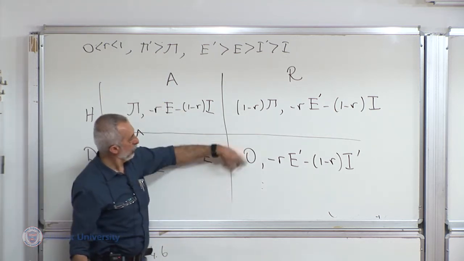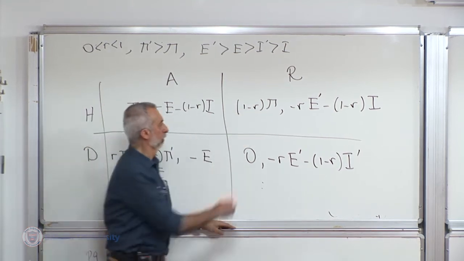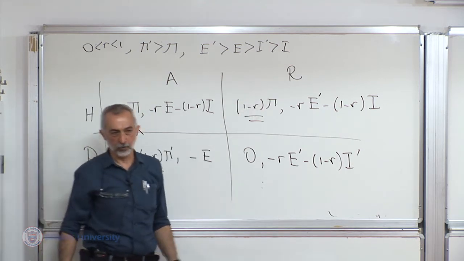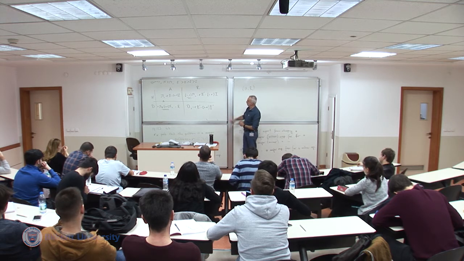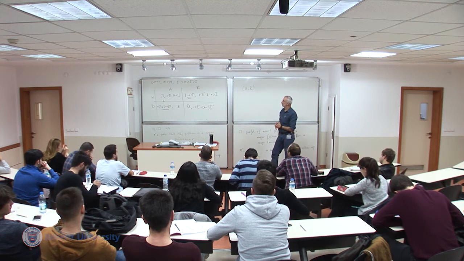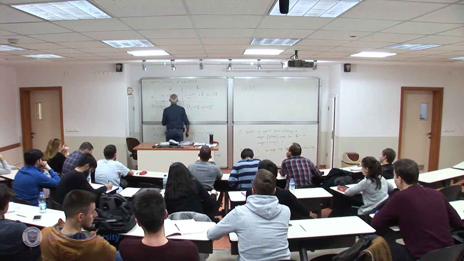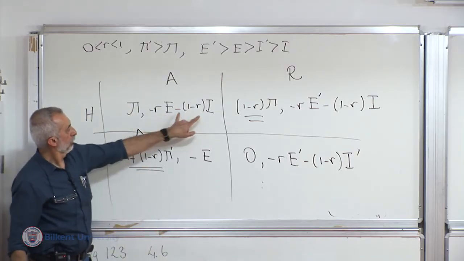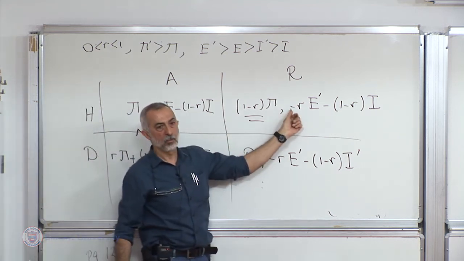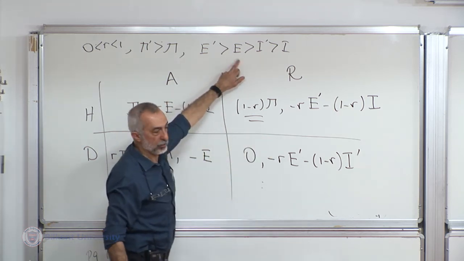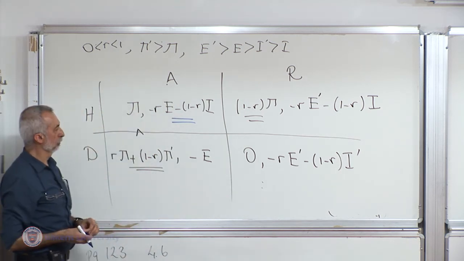What about these two? Well, pi is a positive number. We assume that R is less than 1, so that's a positive number. So H is a best response to R in the pure strategy game. That was easy. What about player 2? A is a best response to H, right? Here, this and this are the same, so they essentially cancel out. So what you're comparing is minus RE and minus R E prime. We said E prime is bigger than E, so minus RE is bigger than minus R E prime. So A is the best response to H.